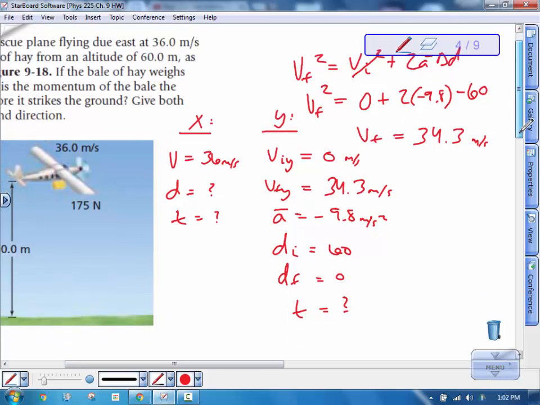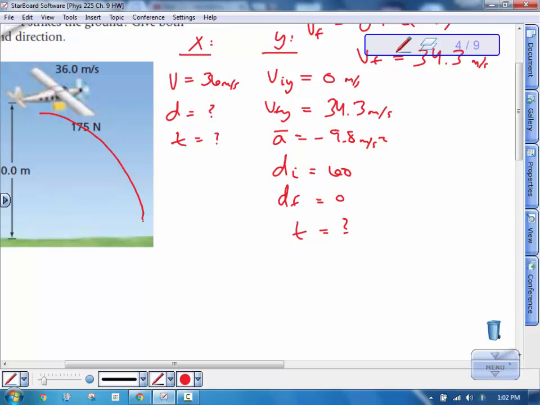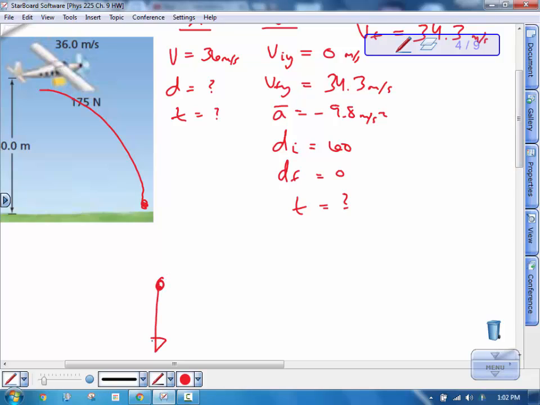Now what I'm going to do is look at the object. Obviously it fell like this, and we're at this point right here. I'm going to draw a free body diagram on it. On the free body diagram, I have a velocity pointing downwards of 34.3 meters per second, and I have a velocity going this way of 36 meters per second. Let's find the overall velocity, placing these vectors tail to tip, and find the resultant. If we do the Pythagorean theorem, that gives us 49.7 meters per second. Now that's what we want for momentum.